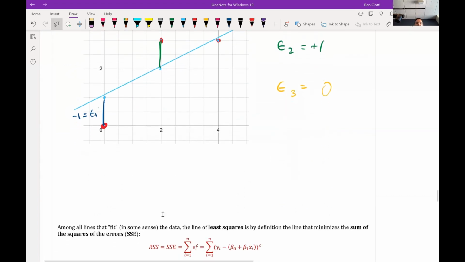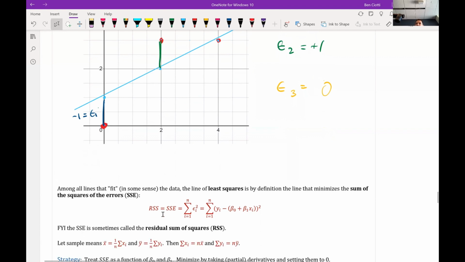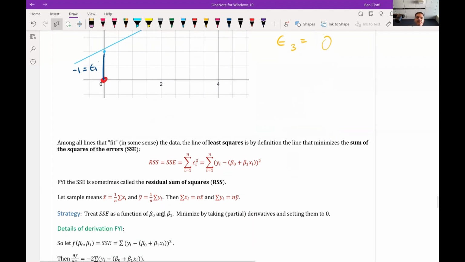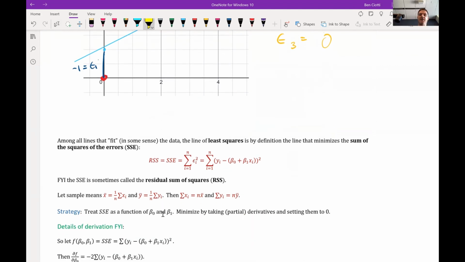Computing the coefficients, that is beta 0 and beta 1, is a famous problem in analysis, calculus, and linear algebra. So again, we want to find the line that minimizes the sum of the squares of those errors.